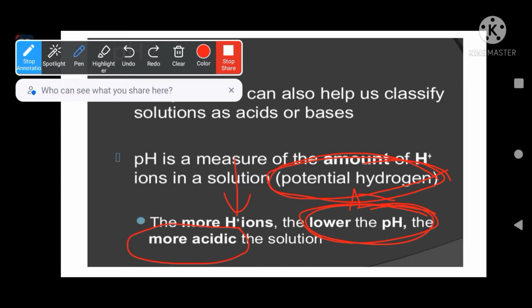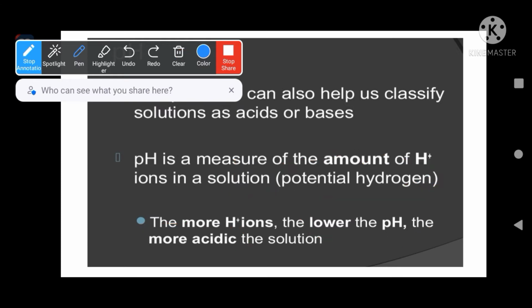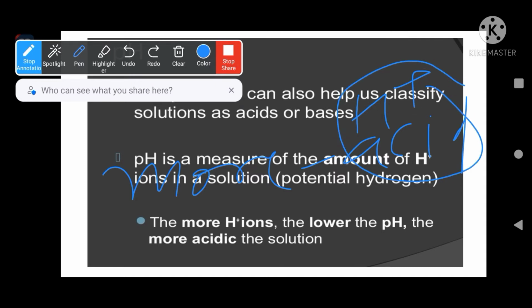What is more? Firstly, confirming: the acidic solution is more acidic and the hydrogen ion is more. These two things are more in that solution, and the pH of that solution is lower.